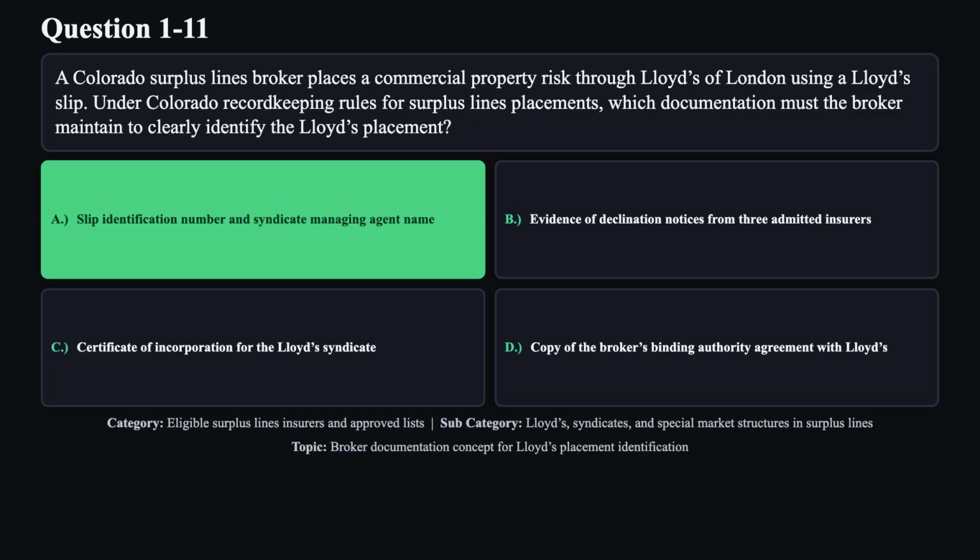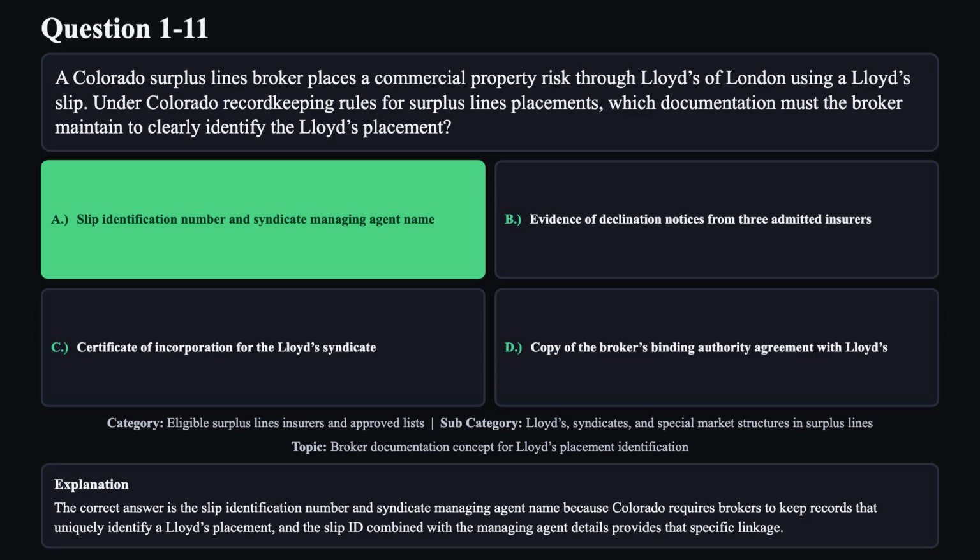The correct answer is A. The correct answer is the slip identification number and syndicate managing agent name, because Colorado requires brokers to keep records that uniquely identify a Lloyd's placement. And the slip ID combined with the managing agent details provides that specific linkage.